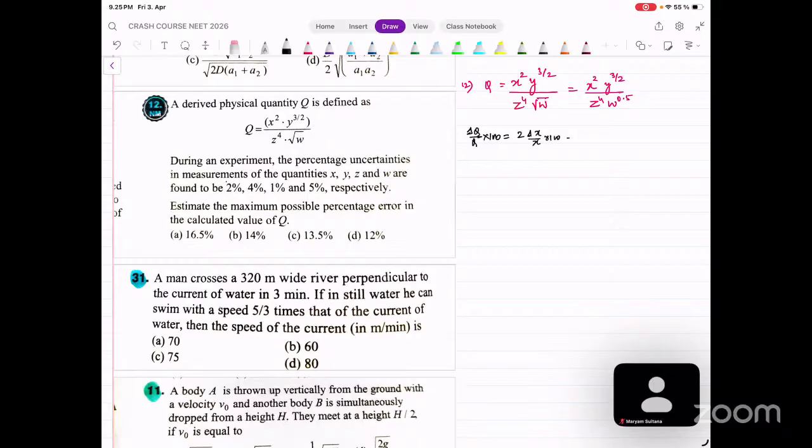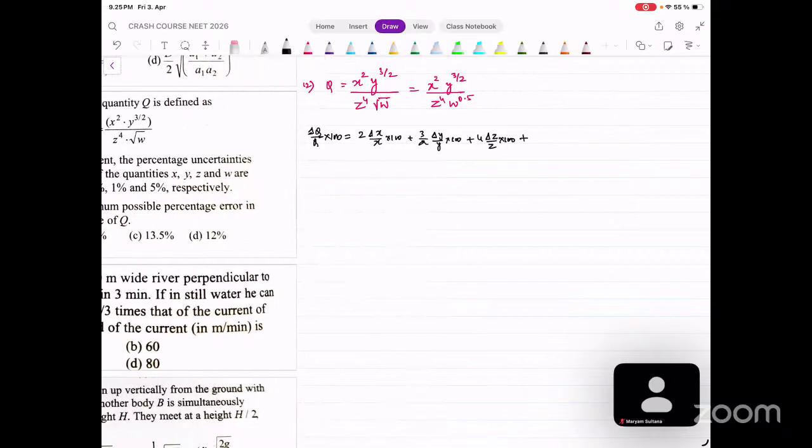Okay, plus next one is your 3 by 2 into delta y divided by y into your 100, plus it is 4 into delta z divided by z into your 100. Okay, plus it will be equal to 0.5, say 0.5 or 1/2, one and the same, into your delta w divided by w into 100. So this value will be equal to how much, beta?